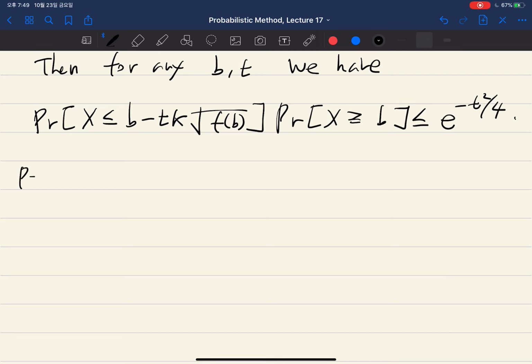So now we prove this. Let A be the collection of points x such that h(x) is smaller than b minus t K square root of f(b).